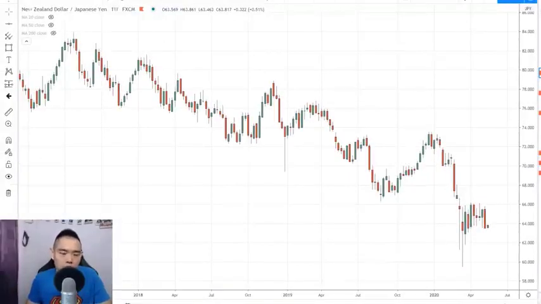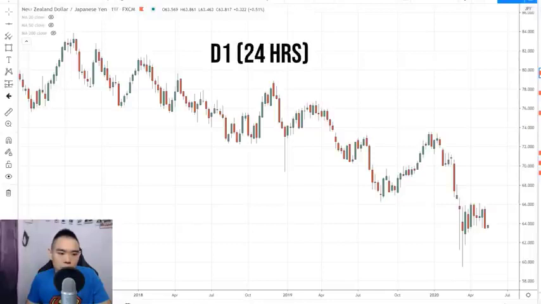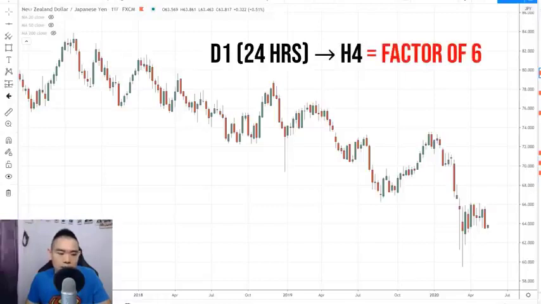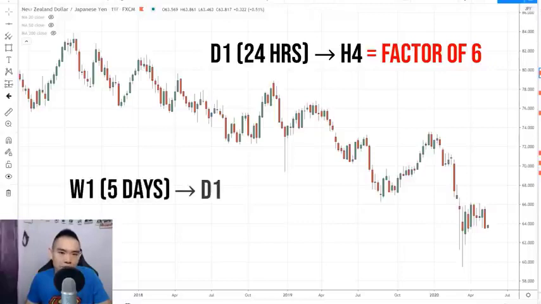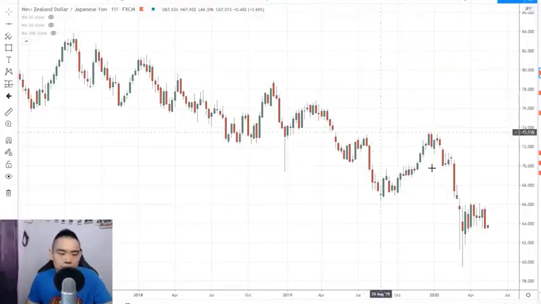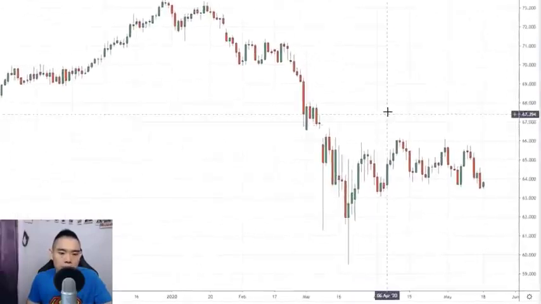So just a very quick illustration. A weekly time frame, right? You know that there are 5 days in a week. So that is a factor of 5. What about a daily time frame? You know a daily time frame has 24 hours. So with 24 hours, you go down to a 4-hour time frame. That is a factor of 6. Why 6? Because 4 multiplied by 6 gives you 24 hours, which is 1 day. And for the weekly one, 1 week, you have 5 days, so that is a factor of 5. So simple stuff.